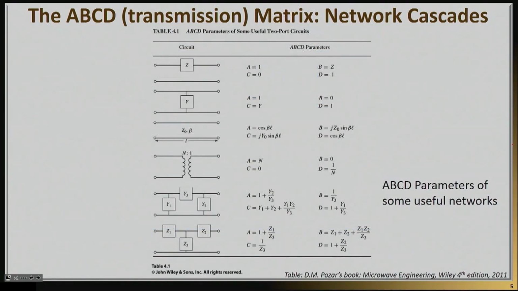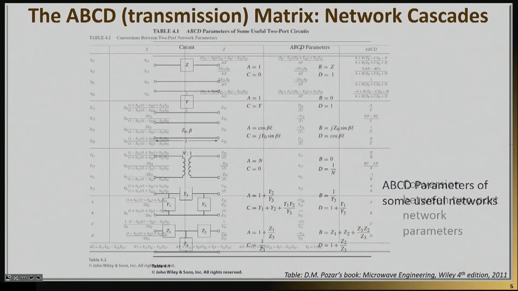Now, if you open any book or just look online, you will find out that the ABCD parameters of some very useful networks are already available for you. So you don't even have to calculate them. For example, a series impedance has a very simple ABCD matrix shown right here.